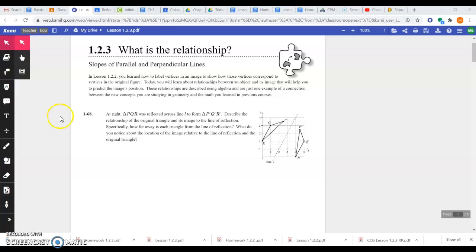Alright, here is the video guide for 1.2.3, focusing on the slopes of parallel and perpendicular lines. What is special about the slopes of parallel and perpendicular lines? That word slope should ring a bell from algebra. It's just a fancy way of saying rate of change of a straight line, or rise over run of a straight line, and we'll get more into that as we work through the lesson.